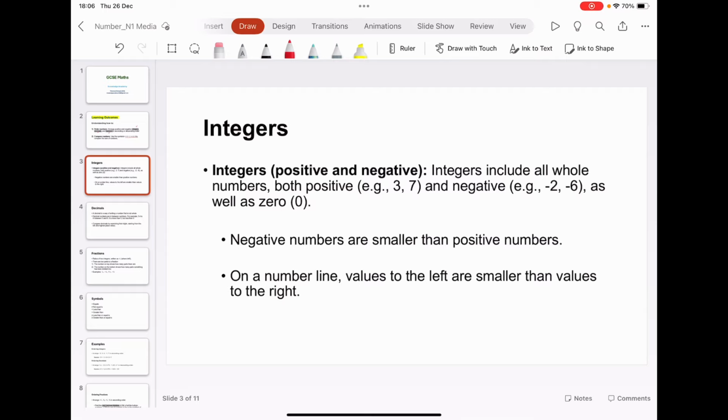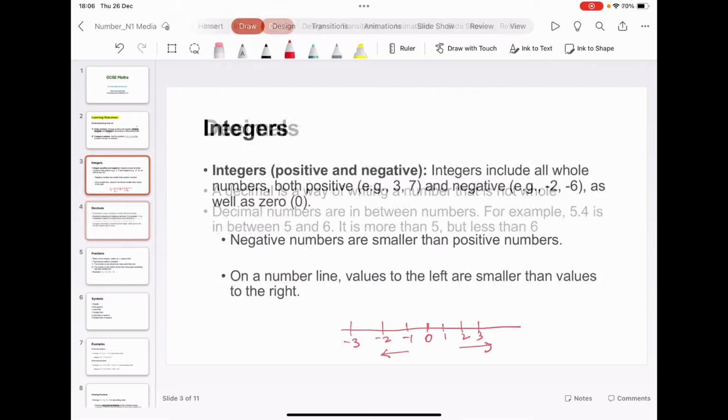Integers include all whole numbers. They can be positive numbers such as 3 and 7. They can be negative numbers such as -2, -6, and they can also be 0. Negative numbers normally are smaller than positive numbers. And on a number line, values to the left are smaller than values to the right.